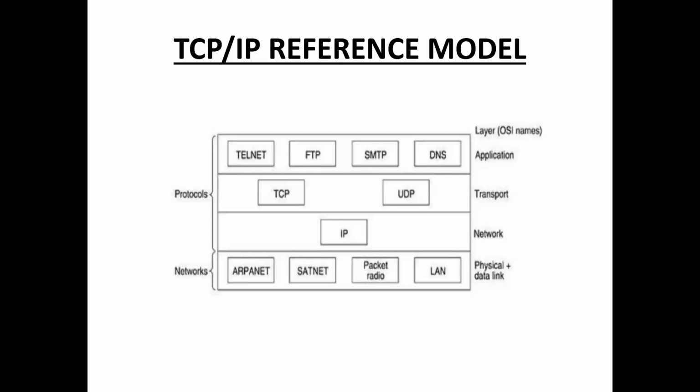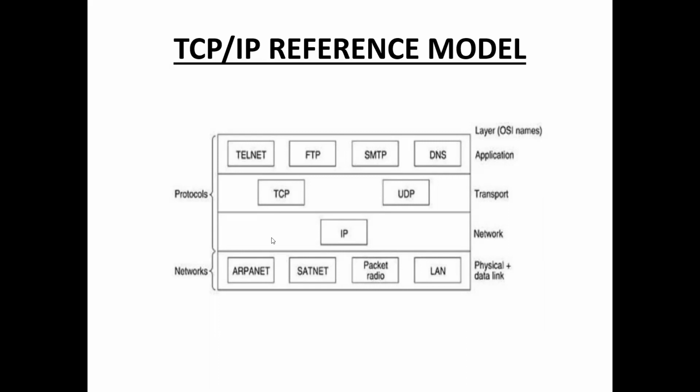The first one is the network access or host to network layer. This host to network layer is the lowest layer of the TCP/IP model. It is a combination of the physical layer and data link layer defined in the OSI reference model. This layer defines how data should be sent physically through the network. It is responsible for transmission of data between 2 devices on the same network.